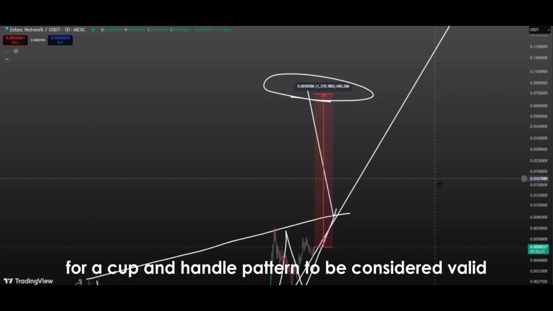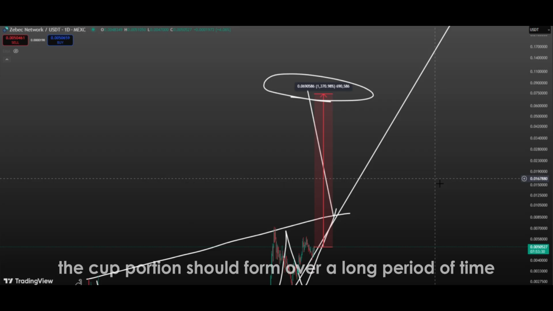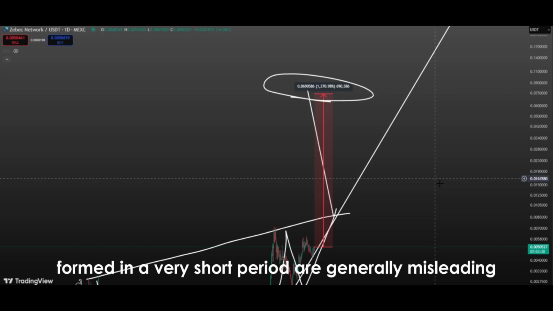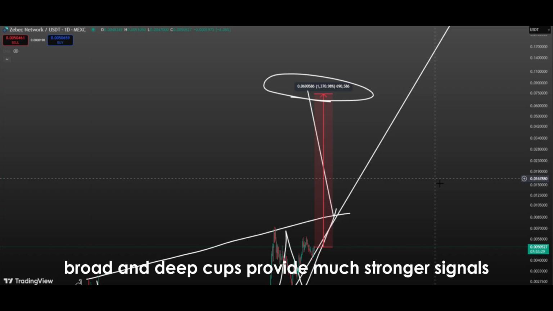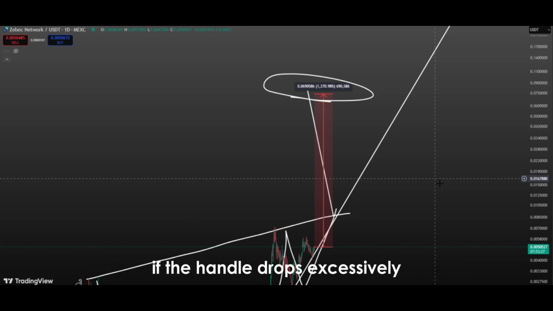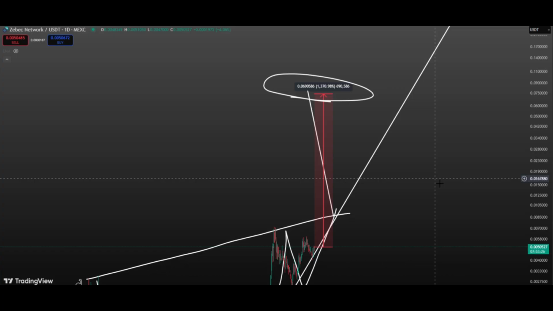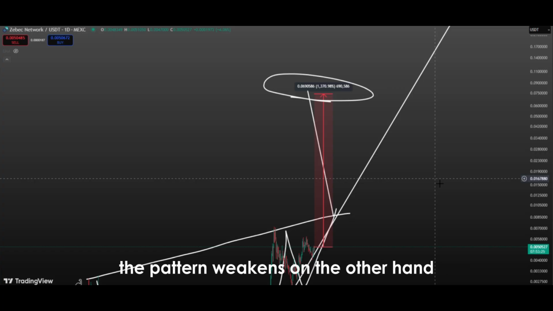For a cup and handle pattern to be considered valid, certain criteria must be met. First, the cup portion should form over a long period of time. Small cups formed in a very short period are generally misleading. Long-term, broad, and deep cups provide much stronger signals. Additionally, the handle should not be too deep. If the handle drops excessively, it undermines investor confidence and invalidates the pattern. A healthy handle is usually limited to a retracement of up to 30% of the cup. If the pullback goes beyond this, the pattern weakens.